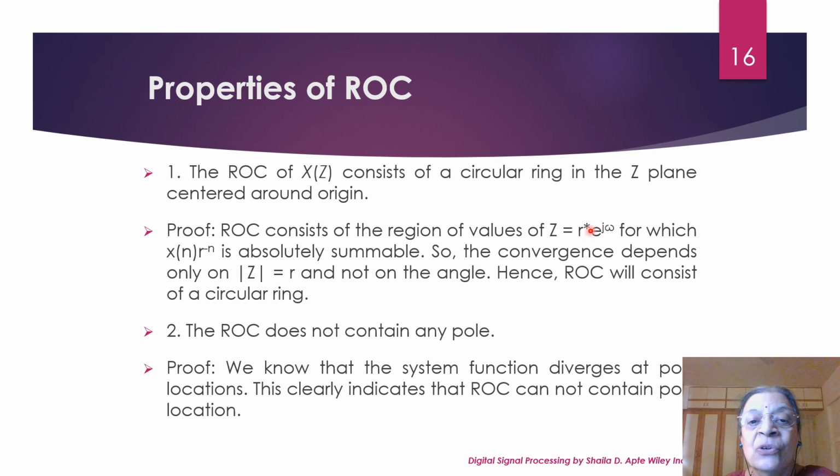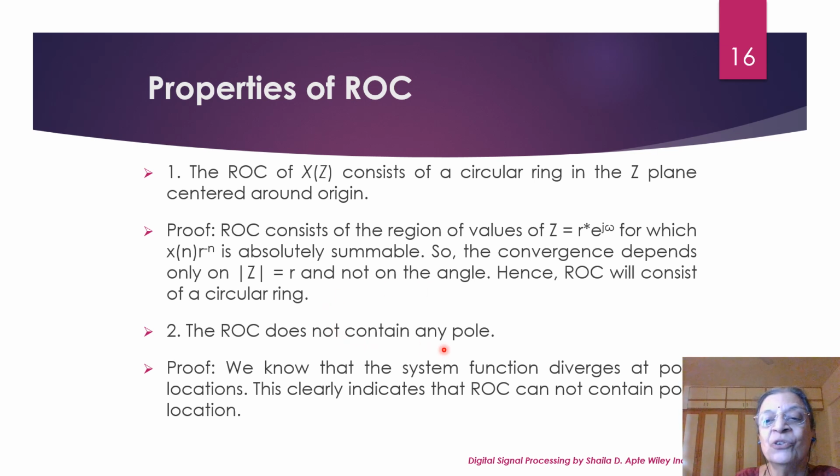So the ROC consists of the region of values of z for which x[n] r raised to minus n is absolutely summable. So the convergence depends on mod z equal to r, and it does not depend on the angle, because we have to find whether x[n] r raised to minus n is convergent or not. It does not depend on e raised to j omega. That means it does not depend on the angle at all. So the ROC will definitely consist of a ring.